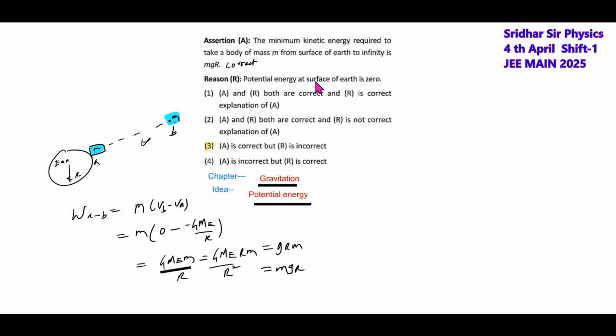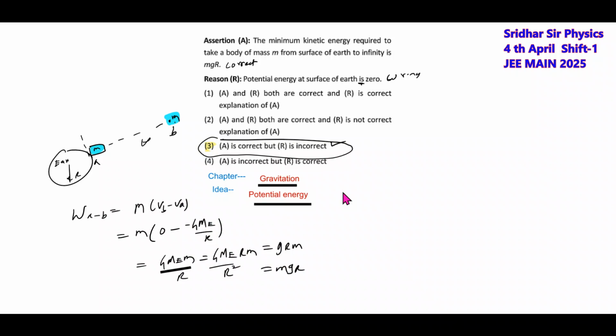What about the reason? Potential on the surface of Earth is 0. Need not be, no. We are assuming it to be 0, it's not a condition. Yet it is telling 'is'. If it said 'may', we would have taken the reason as correct, but it's telling 'is'. So therefore this is wrong. If it were 'may', then you would have to pick up option one, where A is correct and R is the correct explanation of A. A really good question.